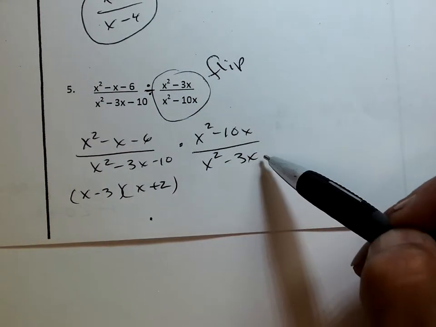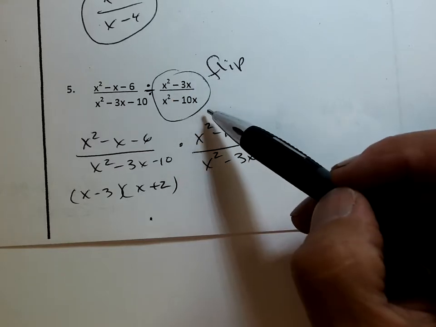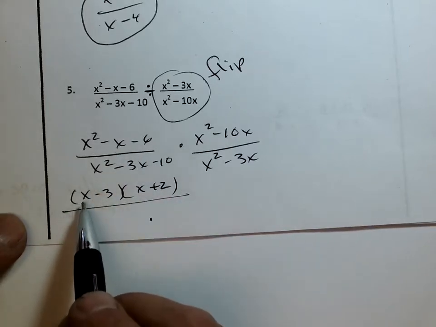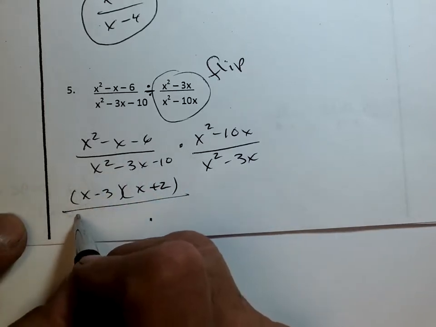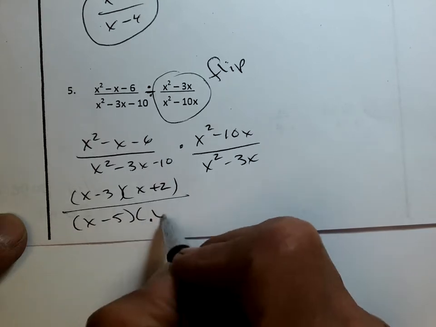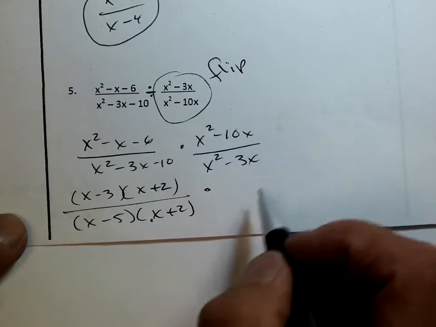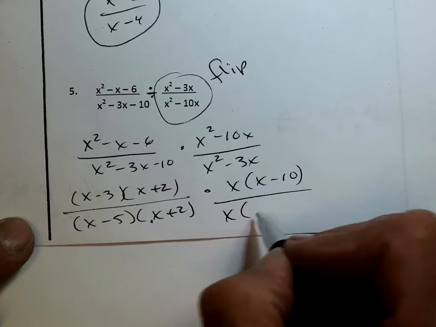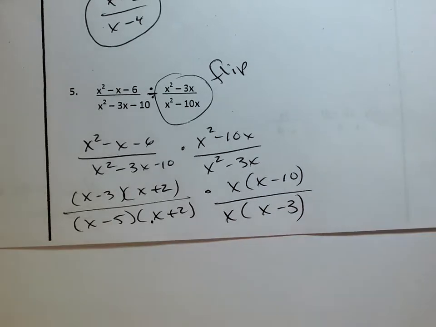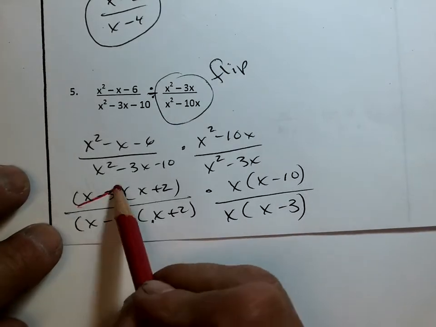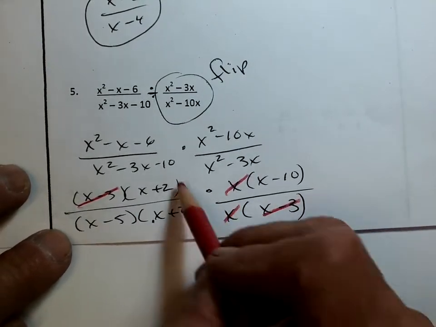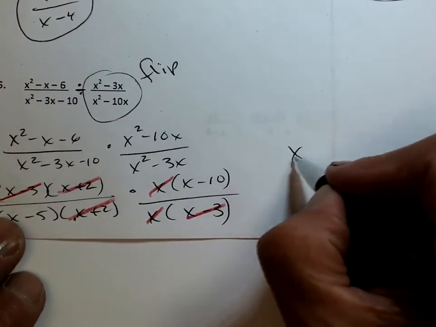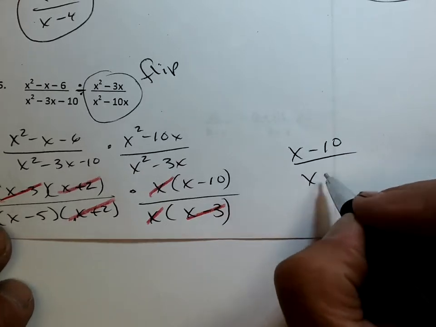So I flipped it. I inverted, multiplied, flipped the second fraction. Now I'm factoring. I factored x squared minus x minus 6 into x minus 3, x plus 2, and I'll factor the denominator here into an x minus 5, x plus 2. I'll factor the denominator here. I'll take out an x, I'll have an x minus 10, and I'll factor out an x here, and I'll have an x minus 3. Okay, cancel, cancel, whatever I can. x minus 3 with an x minus 3, and an x with an x, plus 2 with an x plus 2. What I'm left with is simply going to be an x minus 10 over an x minus 5.